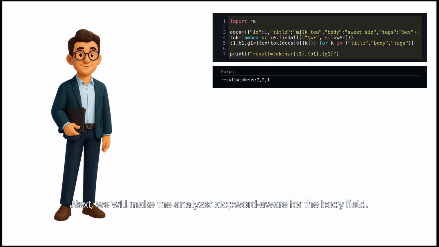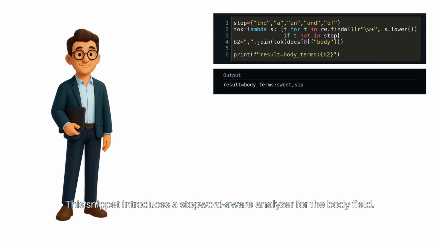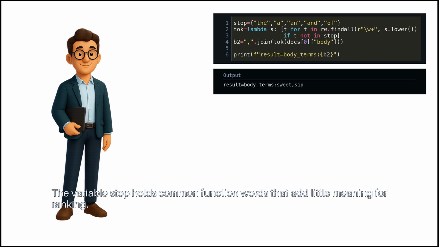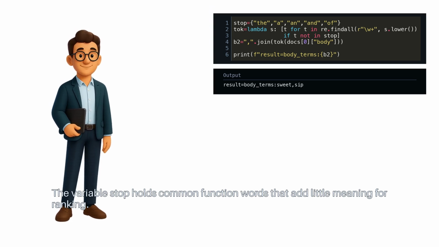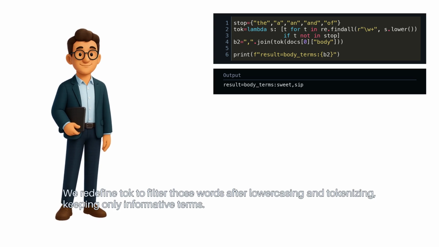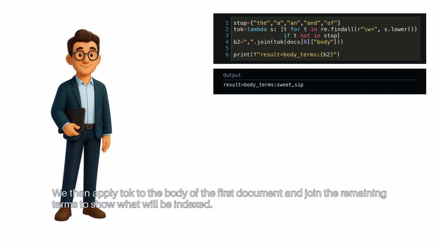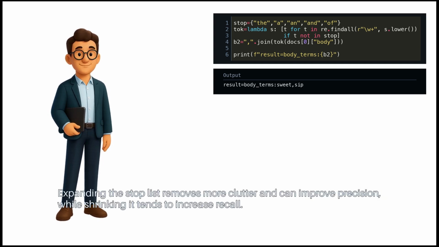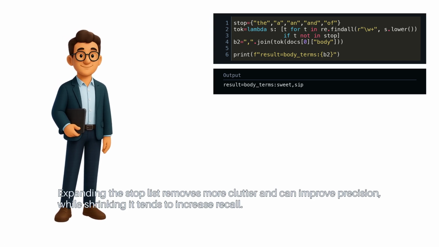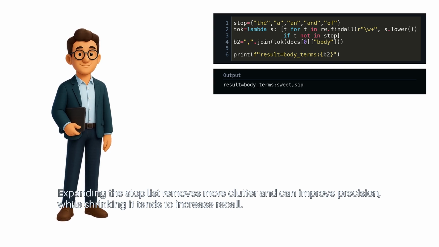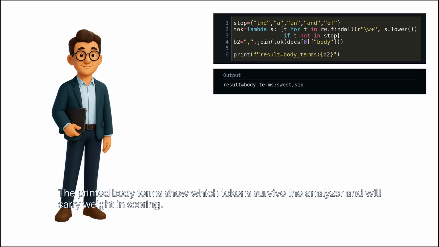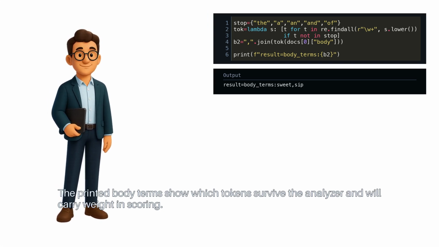Next, we will make the analyzer stop-word aware for the body field. This snippet introduces a stop-word-aware analyzer for the body field. The variable stop holds common function words that add little meaning for ranking. We redefine tok to filter those words after lowercasing and tokenizing, keeping only informative terms. We then apply tok to the body of the first document and join the remaining terms to show what will be indexed. Expanding the stop list removes more clutter and can improve precision, while shrinking it tends to increase recall. The printed body terms show which tokens survive the analyzer and will carry weight in scoring.